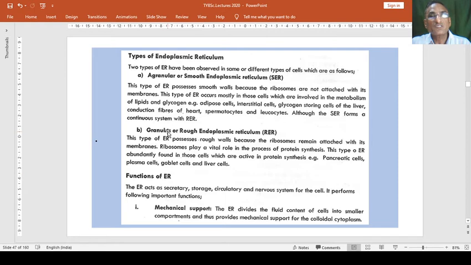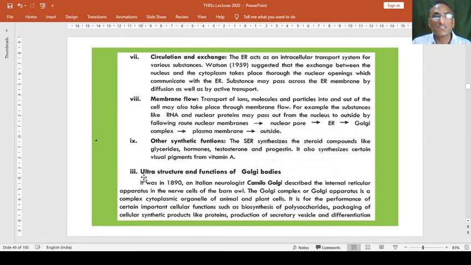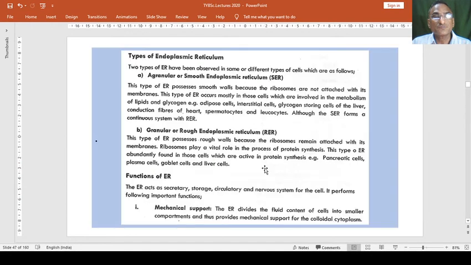Now the functions of the endoplasmic reticulum. As we have discussed previously, the endoplasmic reticulum acts as a secretory material, therefore they form vesicular sacs. Then storage, then circulatory and nervous system for the cell. It performs the following various functions. First, mechanical support.